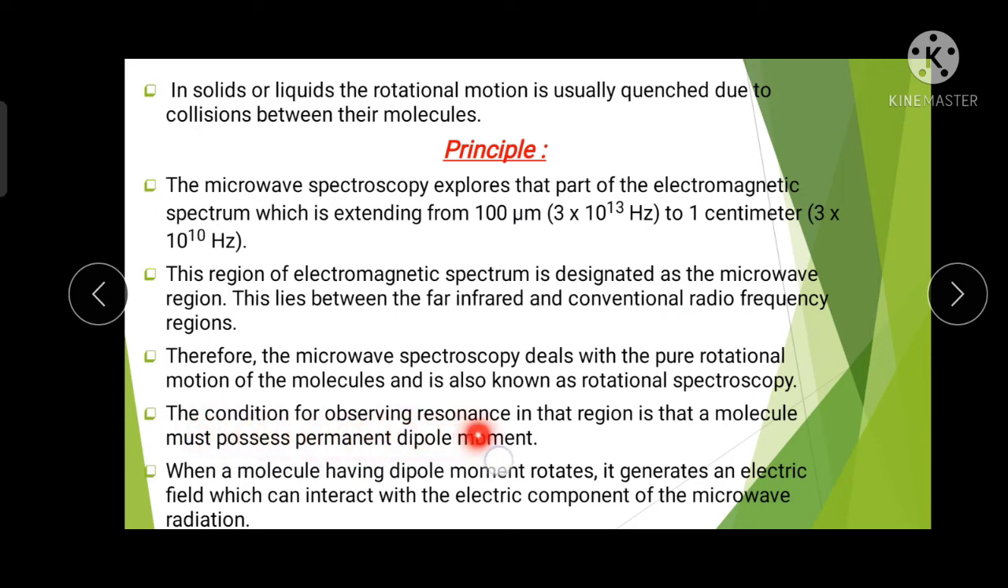The condition for observing resonance in that region is that a molecule must possess a permanent dipole moment. As already mentioned, for microwave spectroscopy, the molecule must have a permanent dipole moment. When a molecule having a dipole moment rotates, it generates an electric field which can interact with the electric component of the microwave radiation. We know that microwave radiation is one type of electromagnetic radiation, and in electromagnetic radiation there are electric and magnetic field components. They are perpendicular to each other, right?